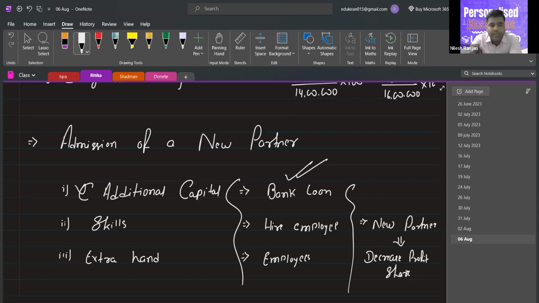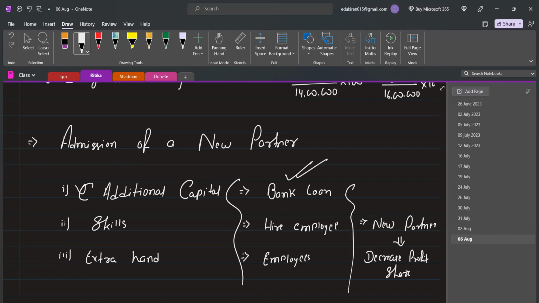Because if we take a loan from the bank, or hire employees, they will not think about our profit or loss. Whatever the situation is, we have to pay them interest or their salary. In case of a partner, we are not bound to give interest or salary. If we have a loss, we will not pay our partner. Simple.